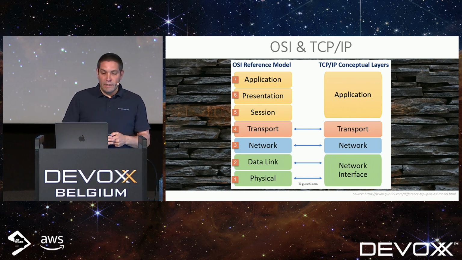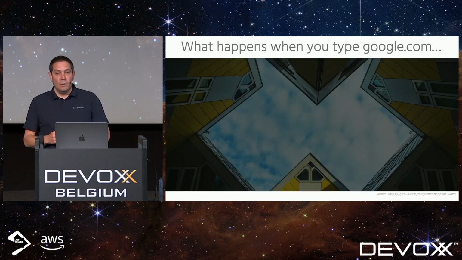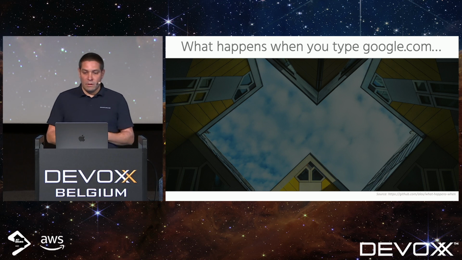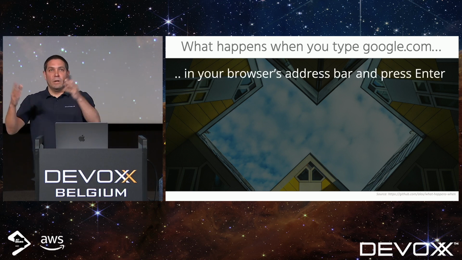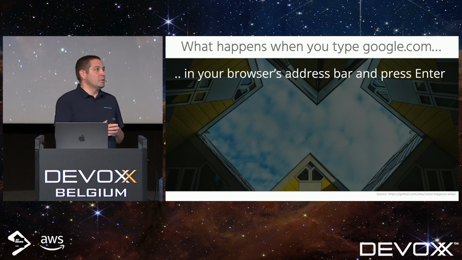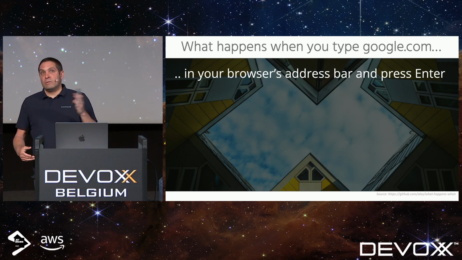So has anyone ever had a job interview and had a question that started with, what happens when you type google.com in your browser's address bar and press enter? Well, I'm going to ask you all this question. What's the first thing that happens? Shout. Well, DNS happens, but stuff is happening before.